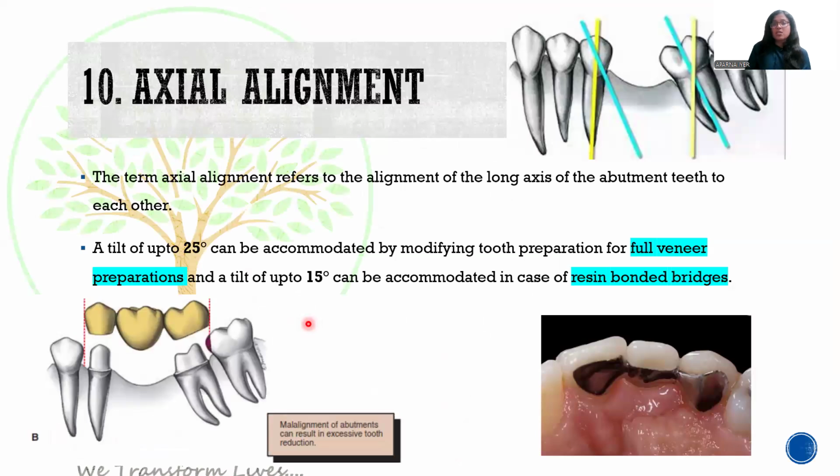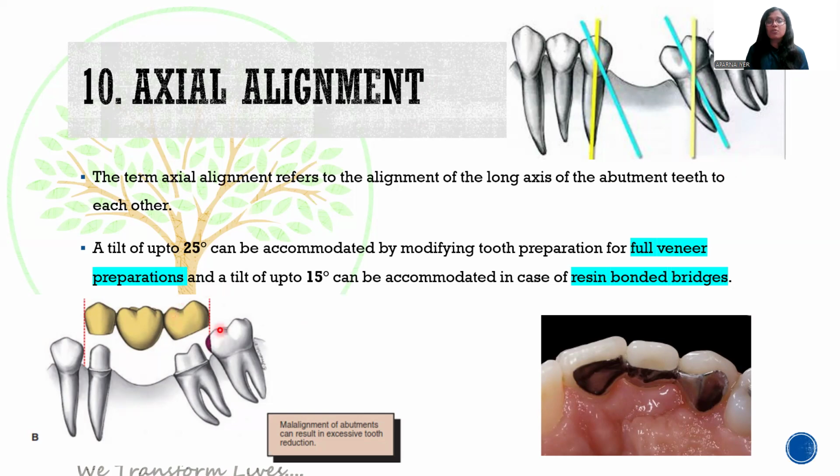So next is the main criteria for selecting your abutment teeth, which is your axial alignment. So in most cases, the patients come to us after 1 or 2 years of extraction. So what happens is that the molar tends to tilt mesially, because our teeth have a tendency to drift mesially. Now the angle formed between the long axis of your molar and your premolar should converge to be within 25 degrees, as it is shown here in the diagram. So this you can find out from your OPG.